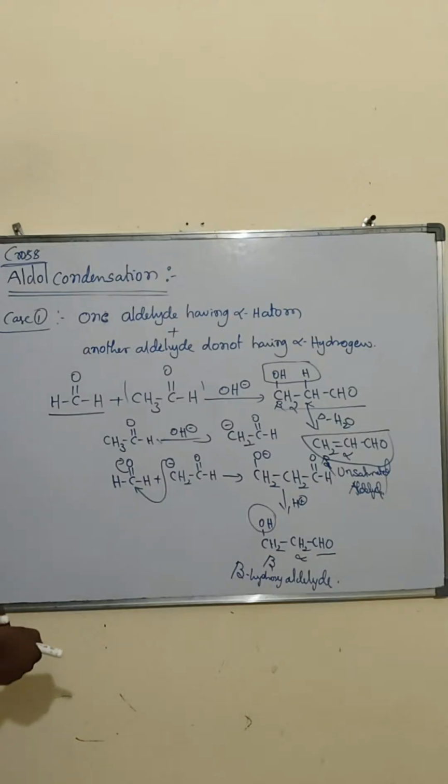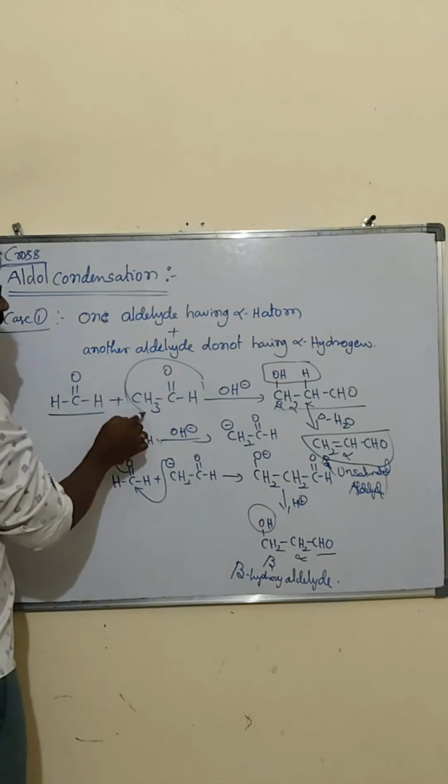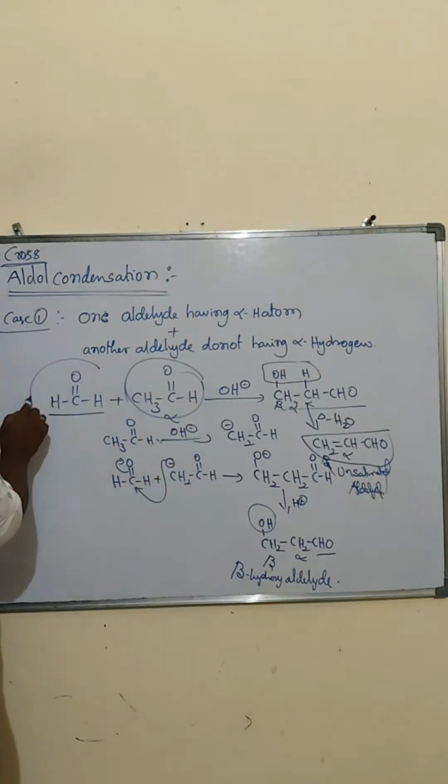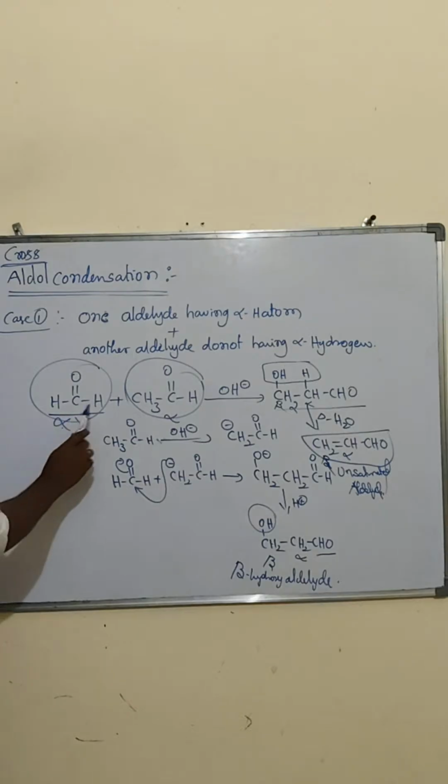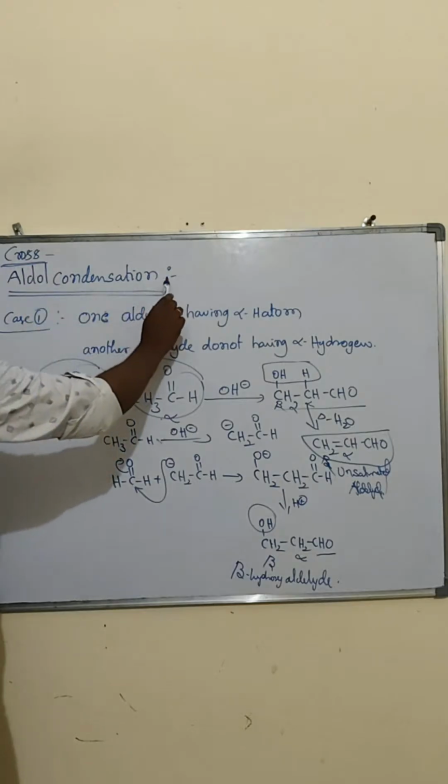So case number one లో ఏం తీసుకున్నాం? ఏ ఆల్డిహైడ్స్ తీసుకున్నాం? ఒక ఆల్డిహైడ్ కి ఆల్ఫా హైడ్రోజన్ ఆటం ఉంది, ఇంకొక ఆల్డిహైడ్ కి ఆల్ఫా హైడ్రోజన్ ఆటం ఆబ్సెంట్ గా ఉంది. సో ఇలాంటివి రెండు కూడా రియాక్షన్ లో ఇన్వాల్వ్ అవుతే దాన్ని మనం క్రాస్ ఆల్డాల్ కండెన్సేషన్ అంటాం.